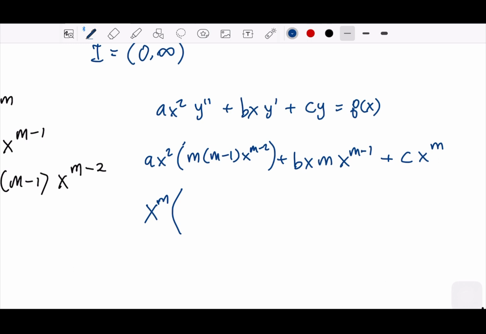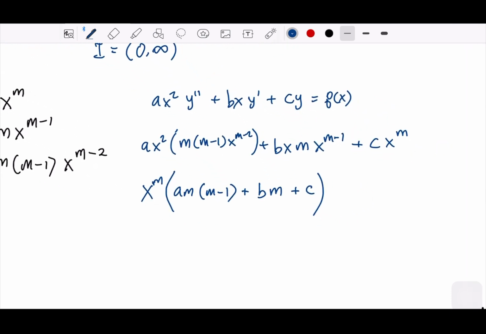So a m (m minus 1). Or maybe we'll just write it like this first. Plus bm, and then plus c. So first is like the auxiliary equation, so we are going to equate this to 0.